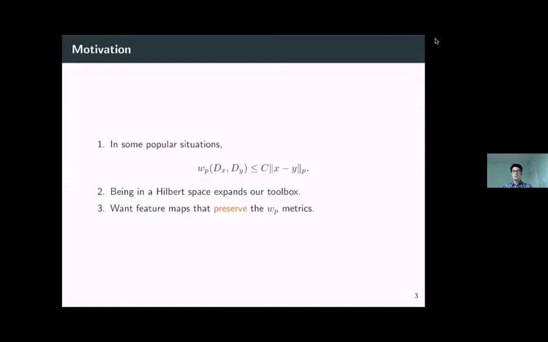The other possible problem is that you make everything too small, and then it's hard for a different reason. As an extreme example, if you just send everything to zero in the Hilbert space, this is super stable. No change in the input causes any change in the output. But all of a sudden, all the tools in the Hilbert space become useless. So we kind of want to balance these two considerations.